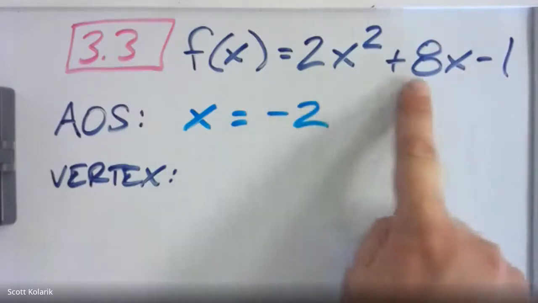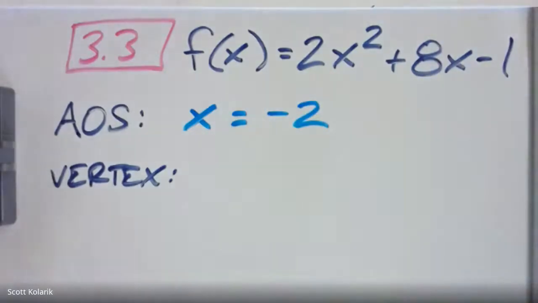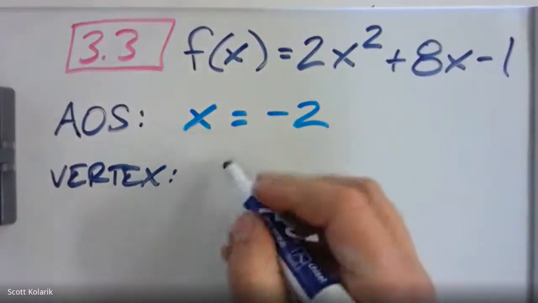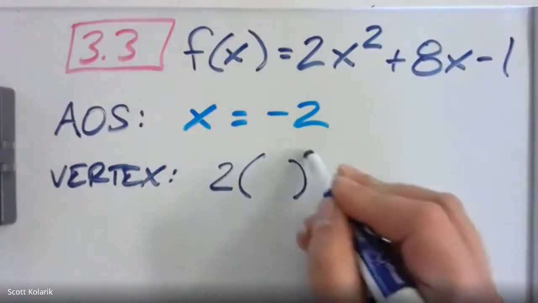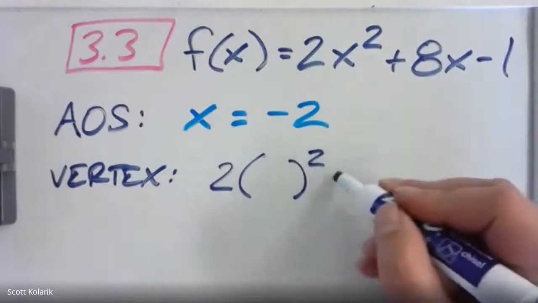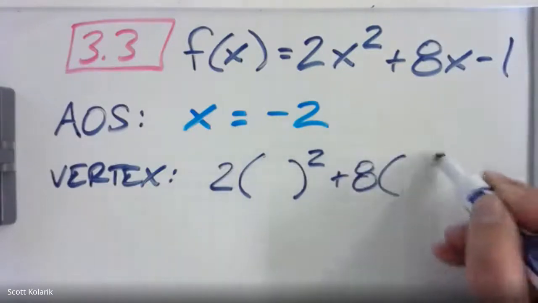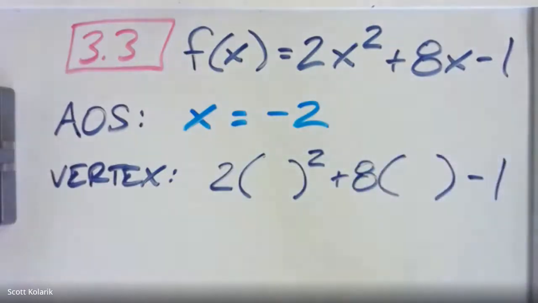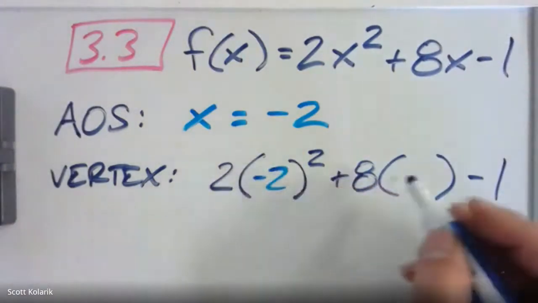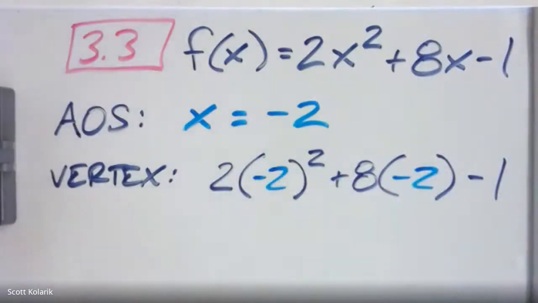So this 2x squared plus 8x minus 1, I'm literally going to plug negative 2 into that. So that's going to involve saying, all right, well, 2 times that negative 2 squared plus 8 times that negative 2 minus 1. Okay, so let me take the time to actually plug in that negative b over 2a value, that negative 2. At this point, it's essentially just going to be calculator work. I just have to be careful about order of operations.